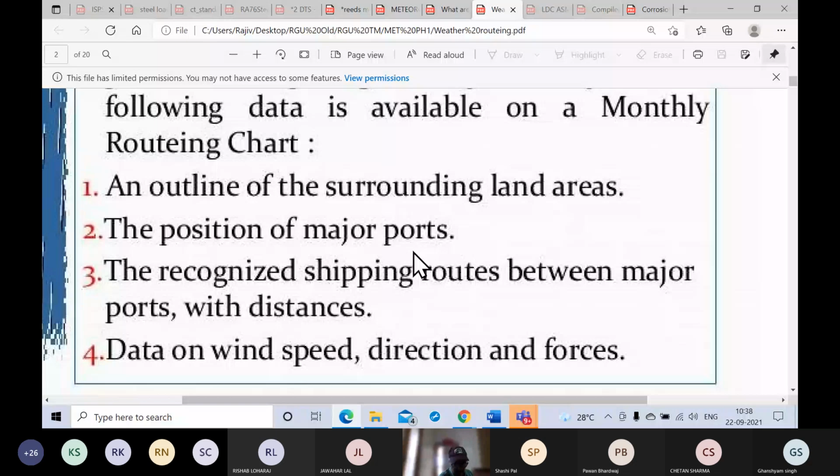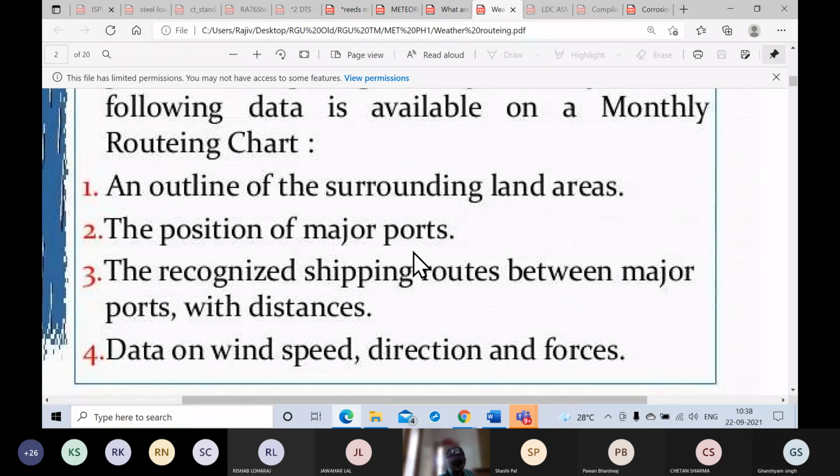Now this is also very nice because these are recognized shipping routes. They are not routes which are going to be weather free, but they are the major shipping routes which have been used for quite some time. At least it gives a ship owner some kind of justification for why he is using that route, because it is mentioned in the monthly routing chart, published by the hydrographic office, that this was the shipping route he was following, which was recognized as a norm.